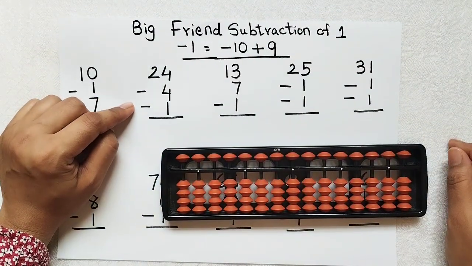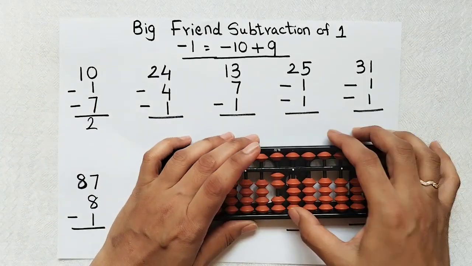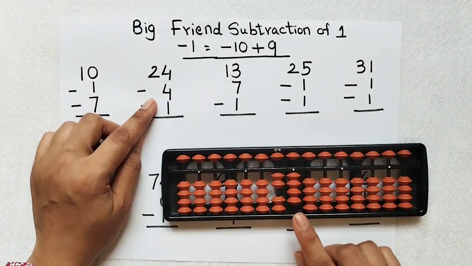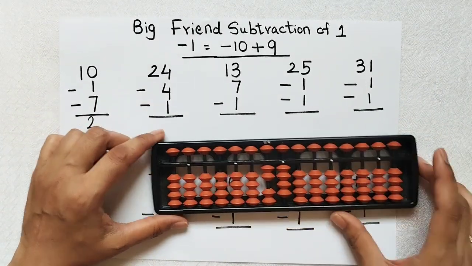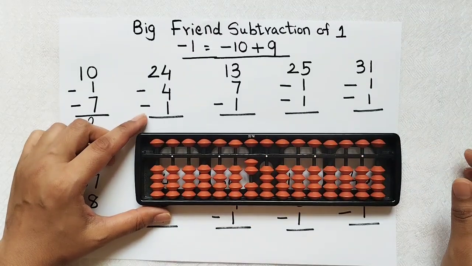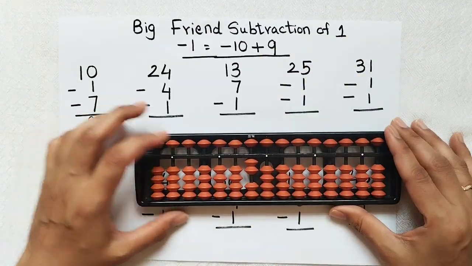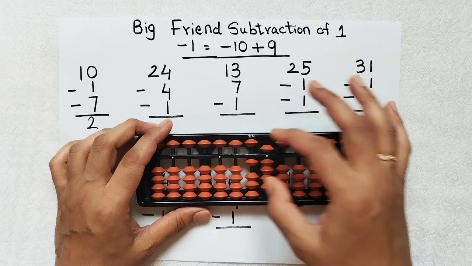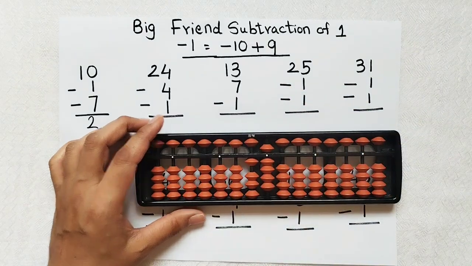24 less 4 less 1. 24 less 4. Less 4 I can do direct subtraction. Less 1. Less 1 again, the formula is less 10 plus 9. My answer is 19.